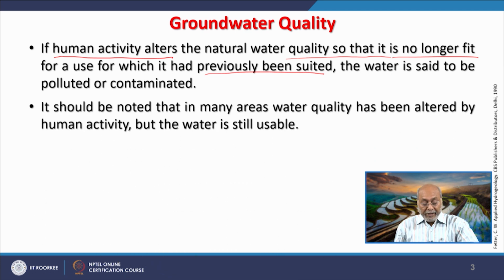So, it is important to note that in many areas water quality has been altered by human activities. Overall, if I give the example of India, in many places the same water quality which we used to have 20-30 years back no longer exists, because of a lot of human activities which are altering our groundwater regime.